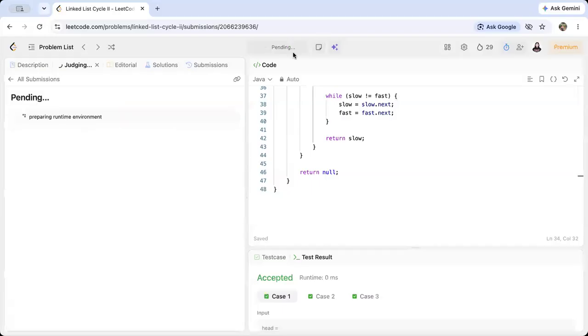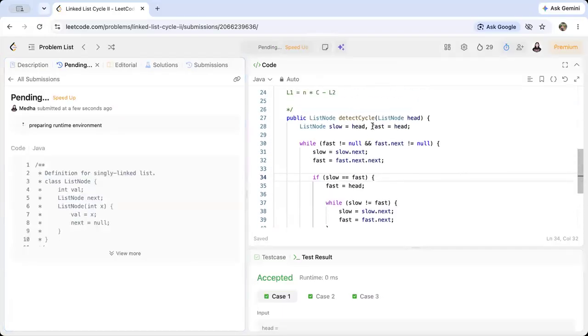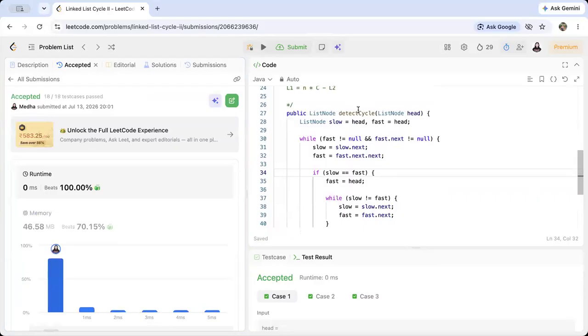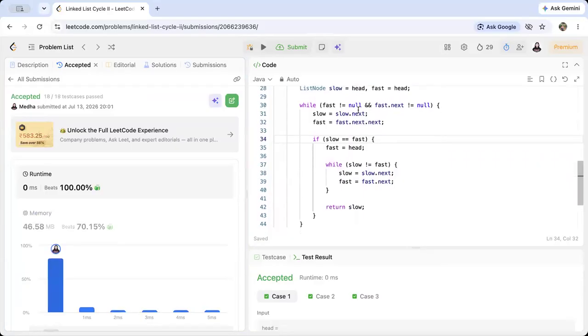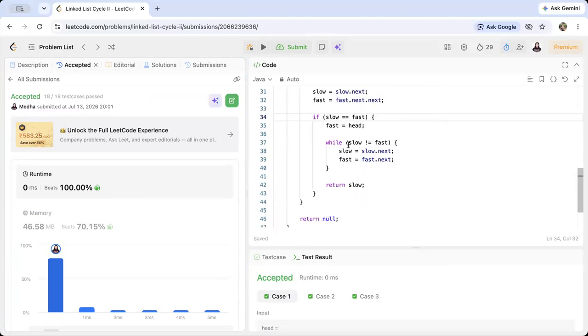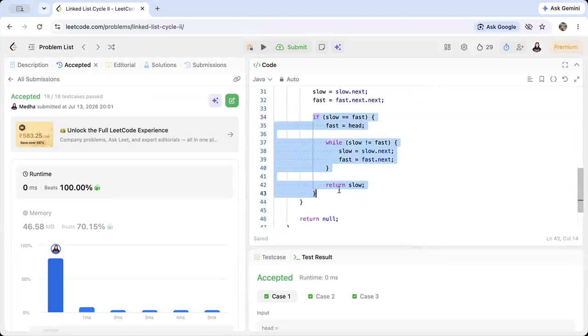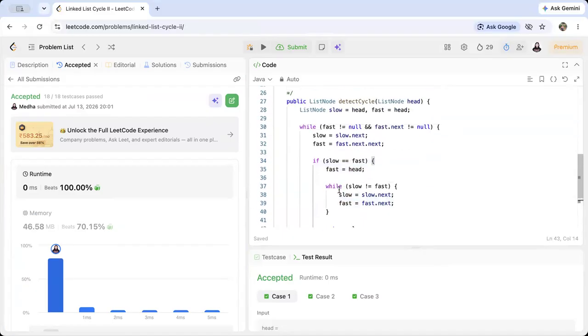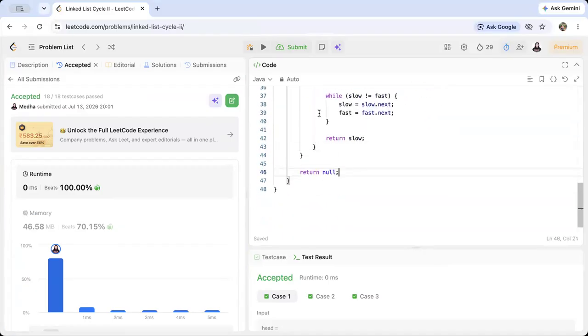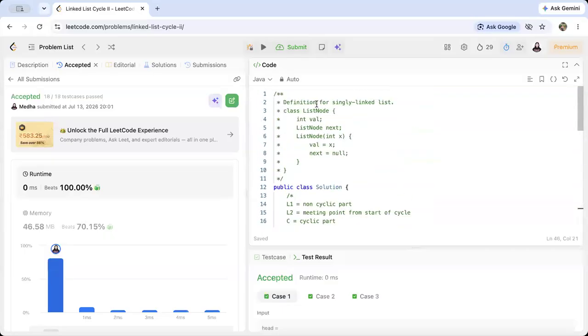Let's submit this. Coming to the time and space complexity, the time complexity is big O of n, since we are moving through the nodes. Let's say n is the total number of nodes. This is going to take less than n steps. So overall, it is big O of n, and the space complexity is big O of 1. So yeah, that was it from my end. Thank you. Bye.